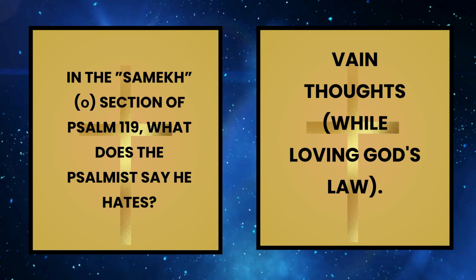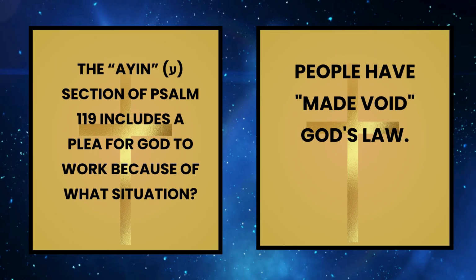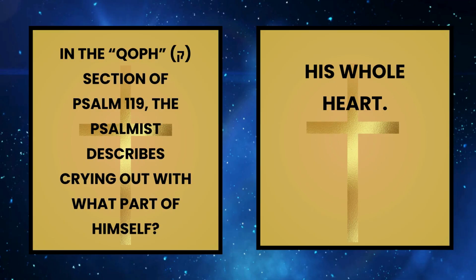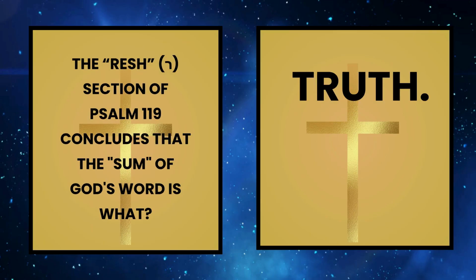In the Samek section of Psalm chapter 119, what does the psalmist say he hates? He hates vain thoughts while loving God's law. The Ayin section of Psalm chapter 119 includes a plea for God to work. Because of what situation? Because people have made void God's law. In the Qoph section of Psalm chapter 119, the psalmist describes crying out with what part of himself? With his whole heart.